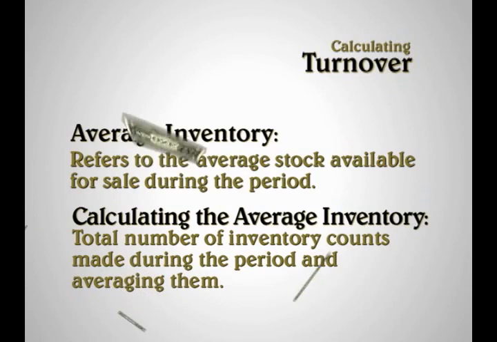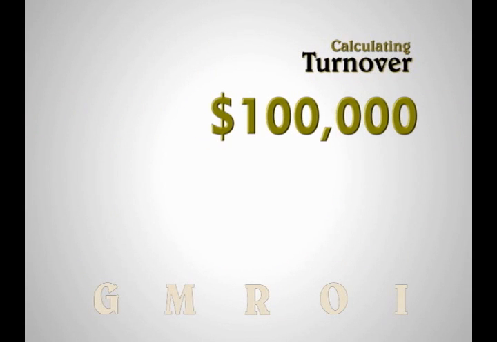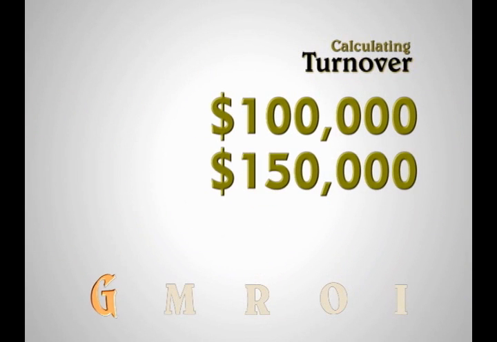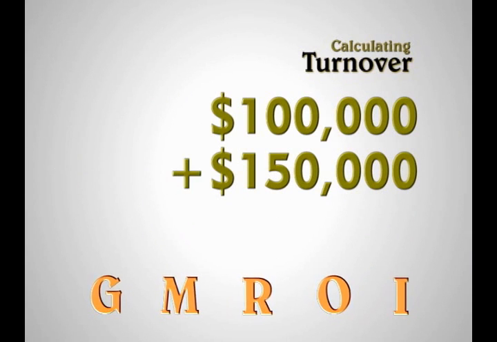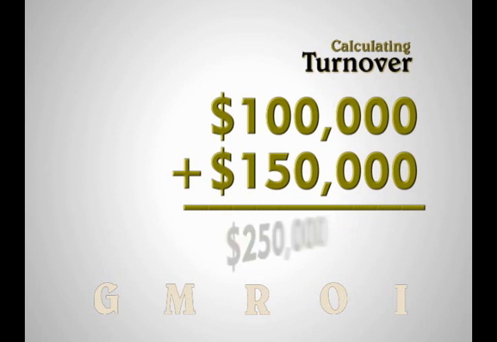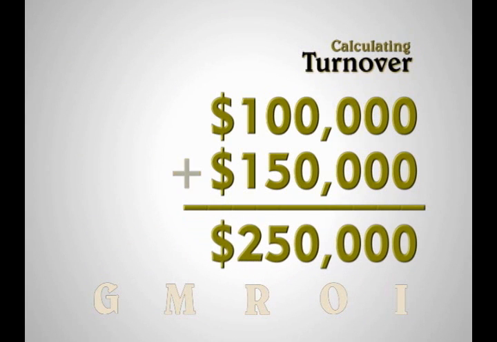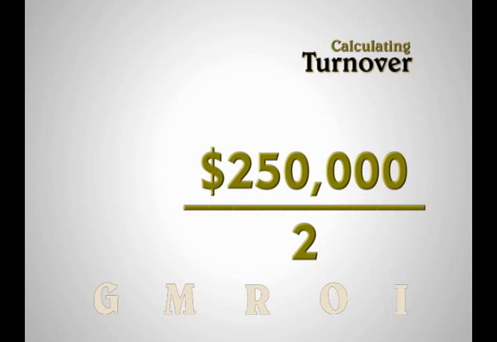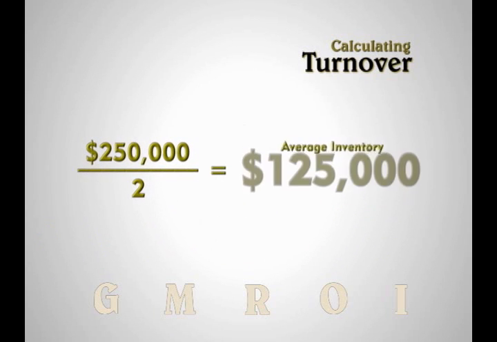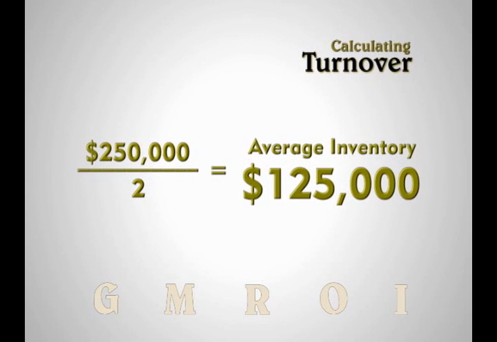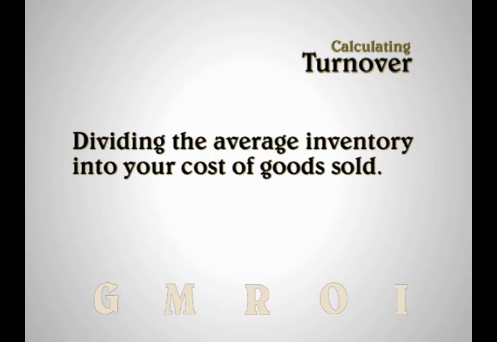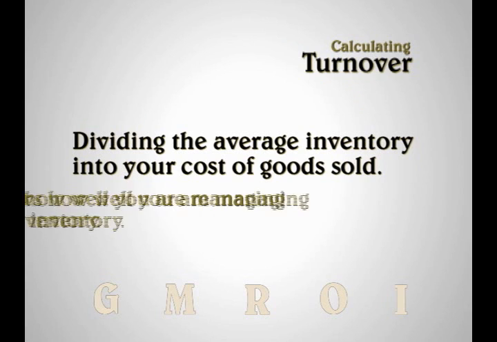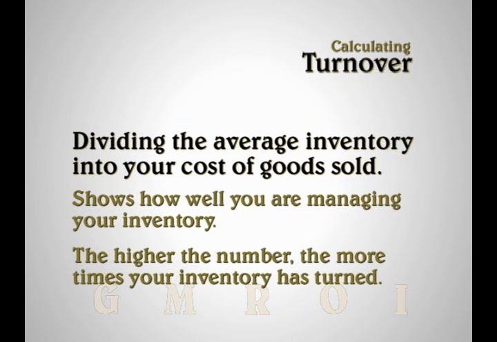For example, suppose a store started the year with a beginning inventory of $100,000 and ended the year with $150,000 worth of goods. Adding the two figures above, $100,000 plus the $150,000, you get $250,000. And dividing them by 2 would give you an average stock on hand of $125,000. The figure that results from dividing the average inventory into your cost of goods sold shows how well you are managing your inventory. The higher the number, the more times your inventory has turned.